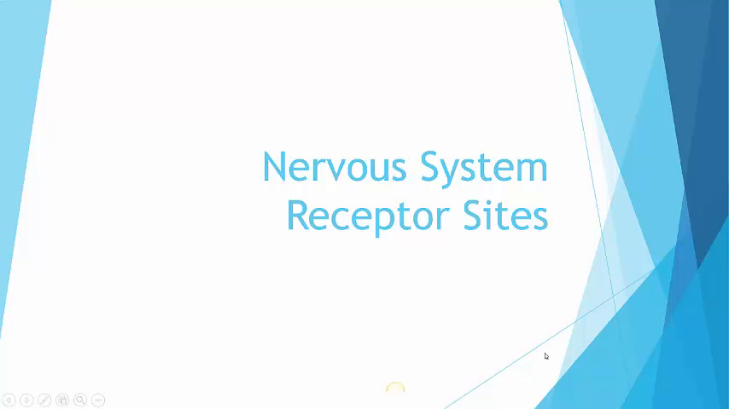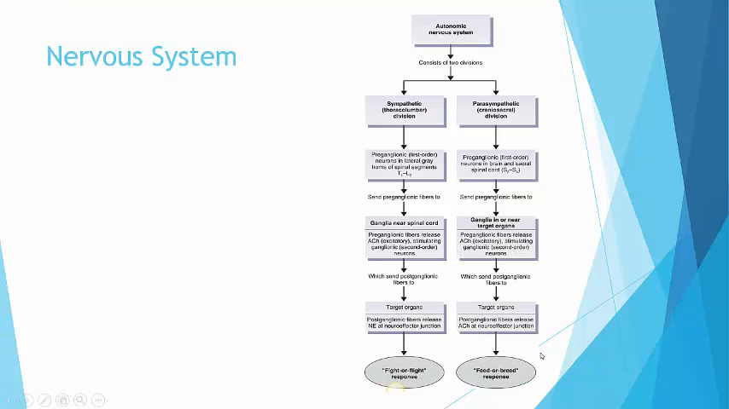We're going to be going over nervous system receptor sites. Now, when we're talking about nervous system receptor sites, we're actually looking at the divisions of the autonomic nervous system that are broken down into two divisions, your sympathetic division and your parasympathetic division. It may be helpful to think of these by their other names: the sympathetic as the thoracolumbar division, and the parasympathetic as the craniosacral division. And these are named based on where those nerves come from.